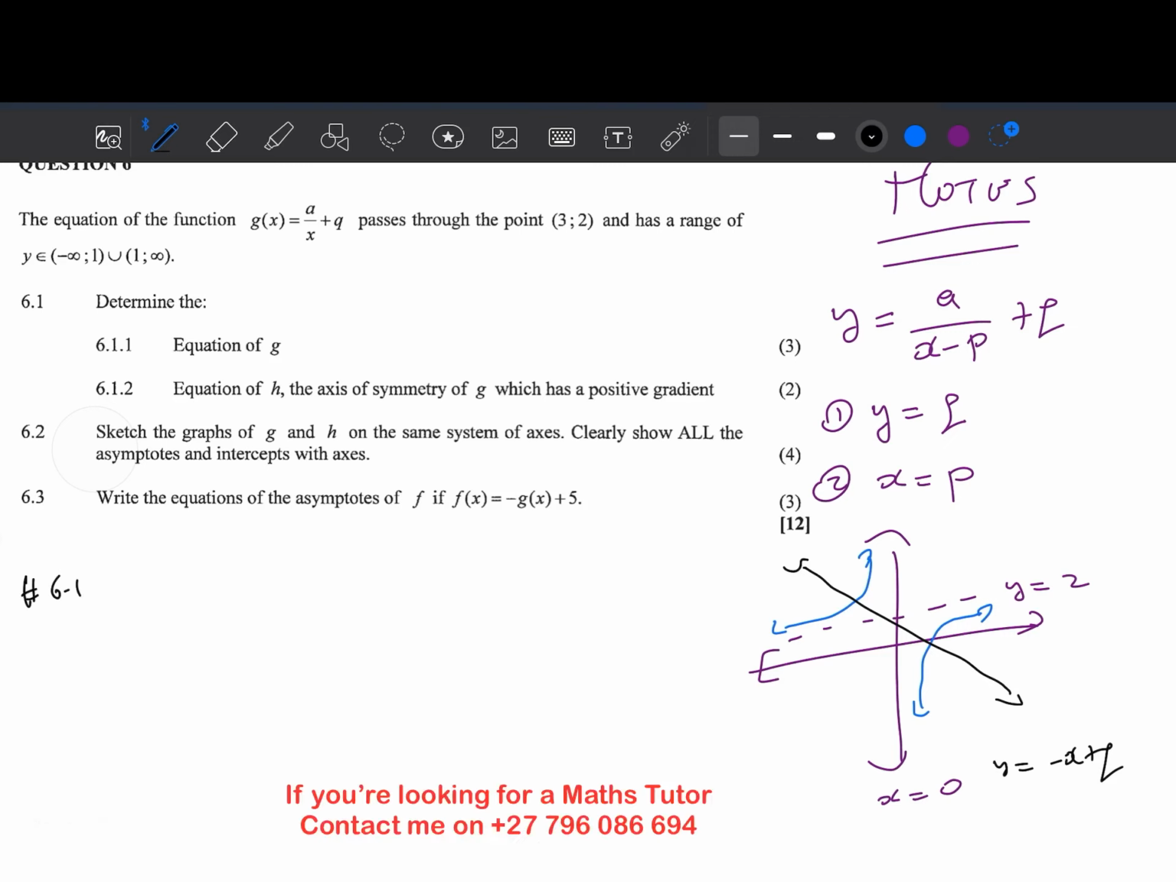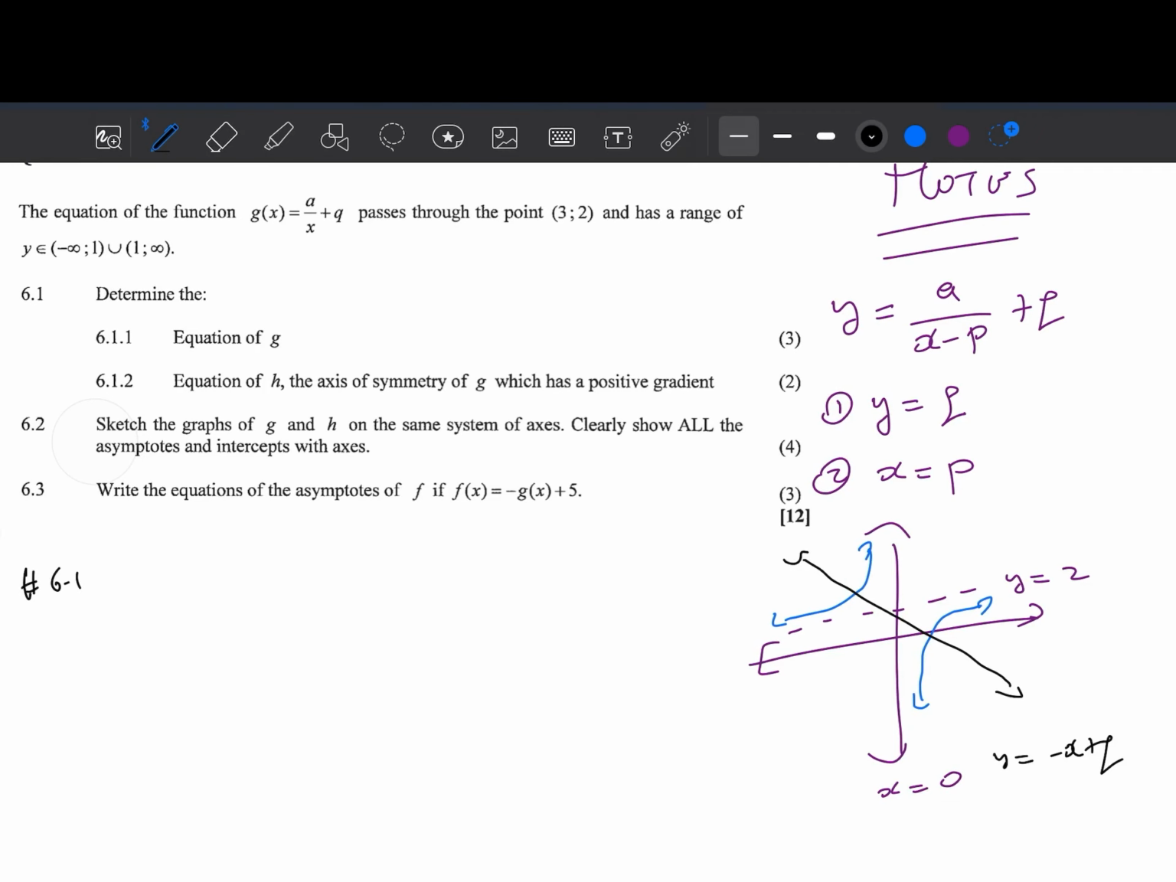6.1. They say the equation of the function g of x is equal to a over x plus q. So that's the equation of the function that is given to us. They say this equation passes through point (3, 2) and has a range of y is an element of negative infinity to 1 union 1 to positive infinity. That's how you read this. So that's the range of this function.